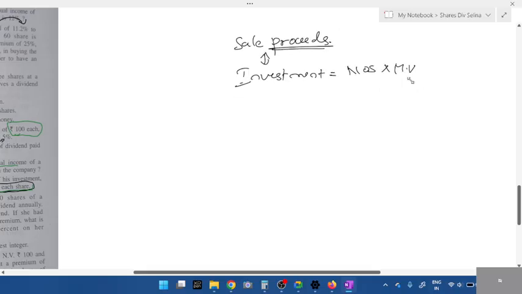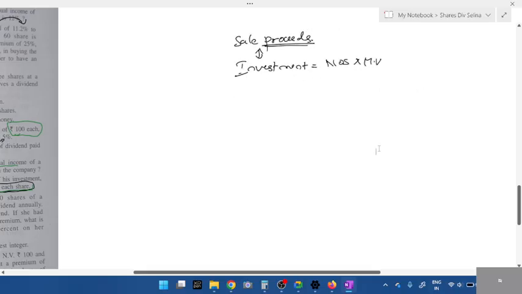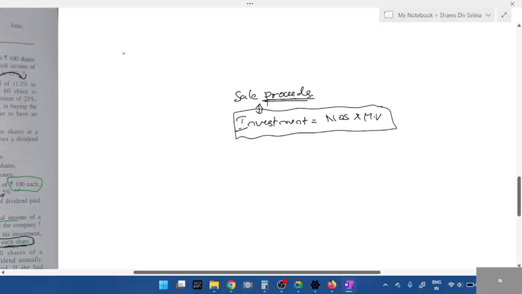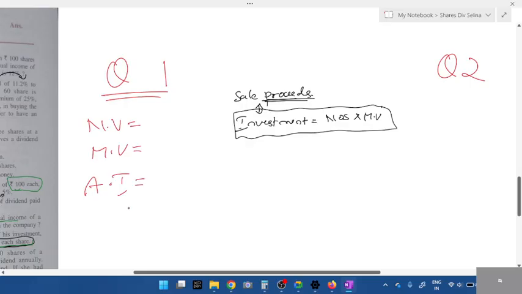She didn't explain. Okay. See, sale proceeds is a very simple concept. Whenever you come across the word proceeds, students, which formula do we need to use? Investment. So sale proceeds is basically nothing but two questions put together. You'll have question one and question two. For example, nominal value, market value and annual income will be given. You do your total calculation and you need to find your investment.